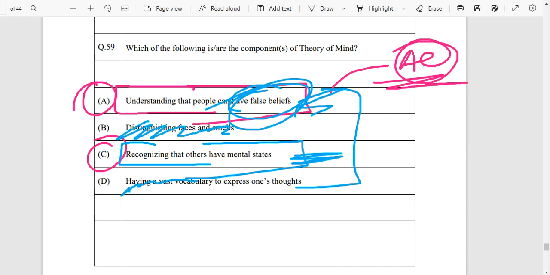Distinguishes faces and smells and having a vast vocabulary. This is not an answer. So A and C will be the answer for question number 59. Let's move on to question number 60 now.